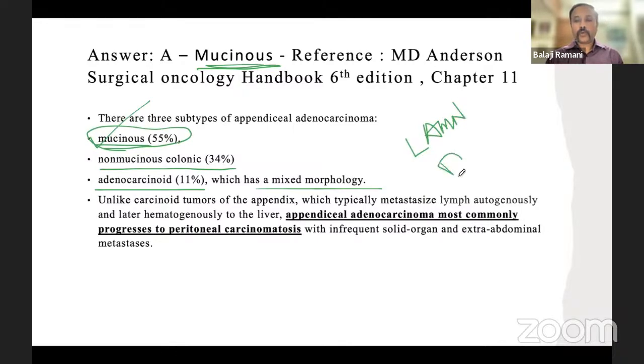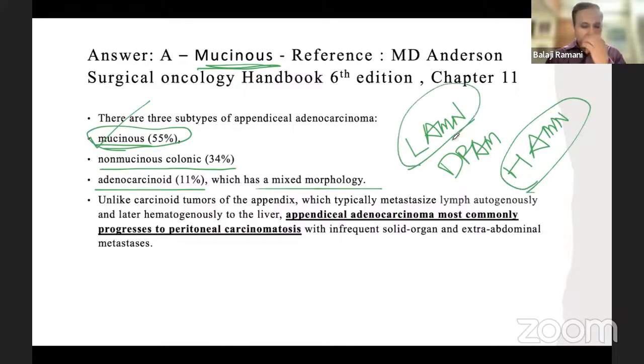Okay. Then you have your DPAM, diffuse peritoneal adenomucinosis. Then you have your low-grade appendiceal mucinous neoplasm. Then you have your high-grade appendiceal mucinous neoplasm. Now, all these are terminologies which are used in relation to appendiceal tumors. All of this is something that we must be familiar with because these are, again, favorites with examiners. Lots of questions definitely get asked from these areas.